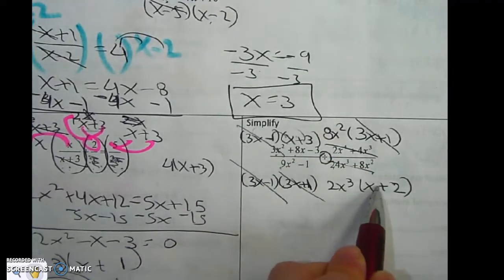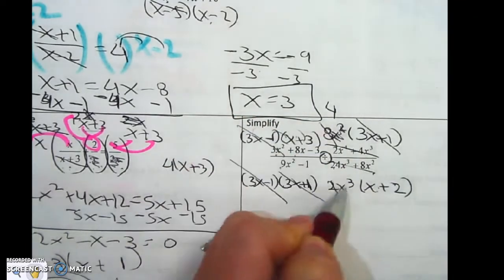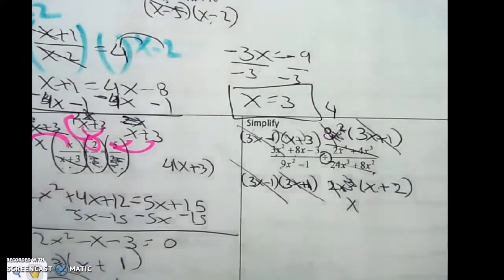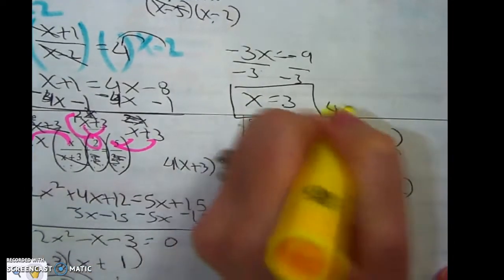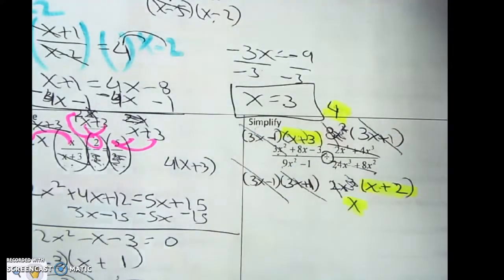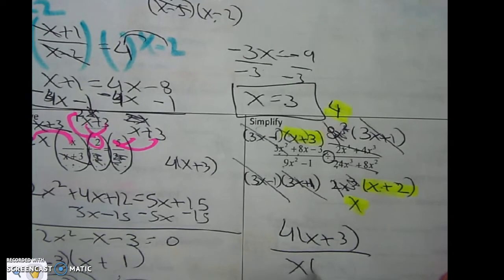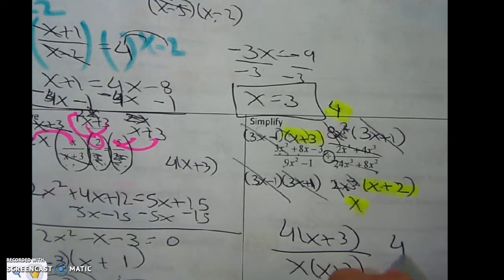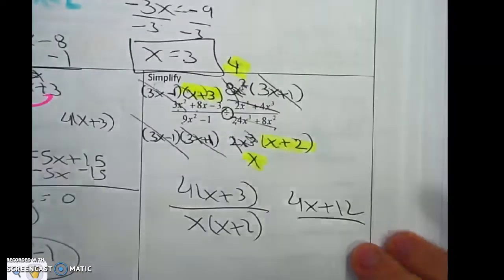Those are different, so don't cross that off. An 8 and a 2 gives me a 4. And I have 2 on top and 3 on bottom, so I have 1 more on the bottom. I'll do a quick run through of what's left. Okay. So I'm left with 4 times x plus 3 over x times x plus 2, which is 4x plus 12. But leave the bottom because then you can see the zeros more clearly.